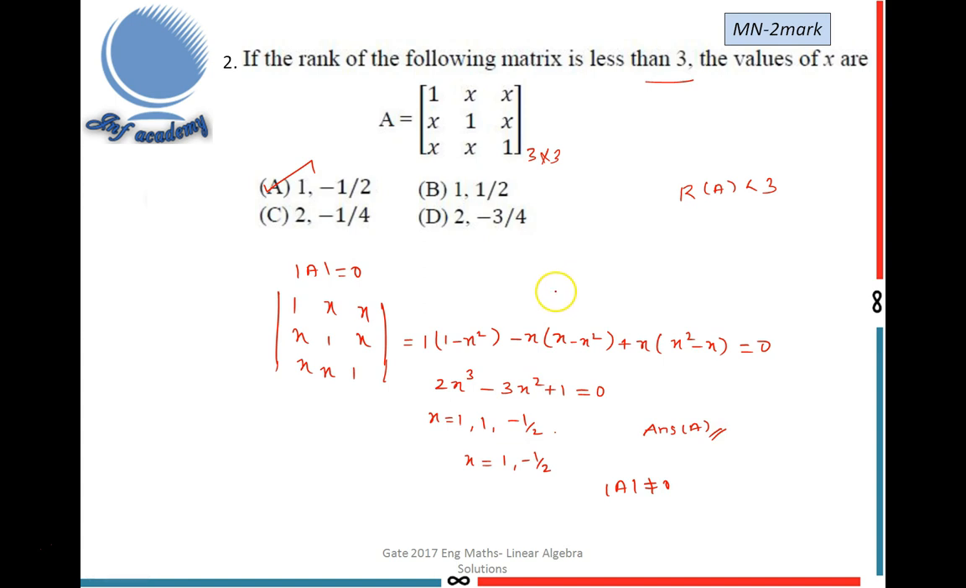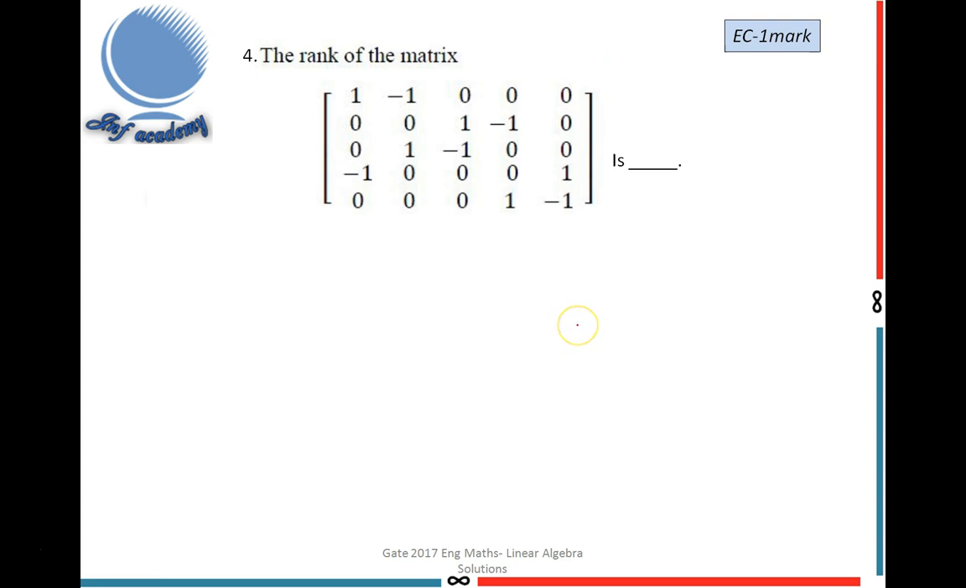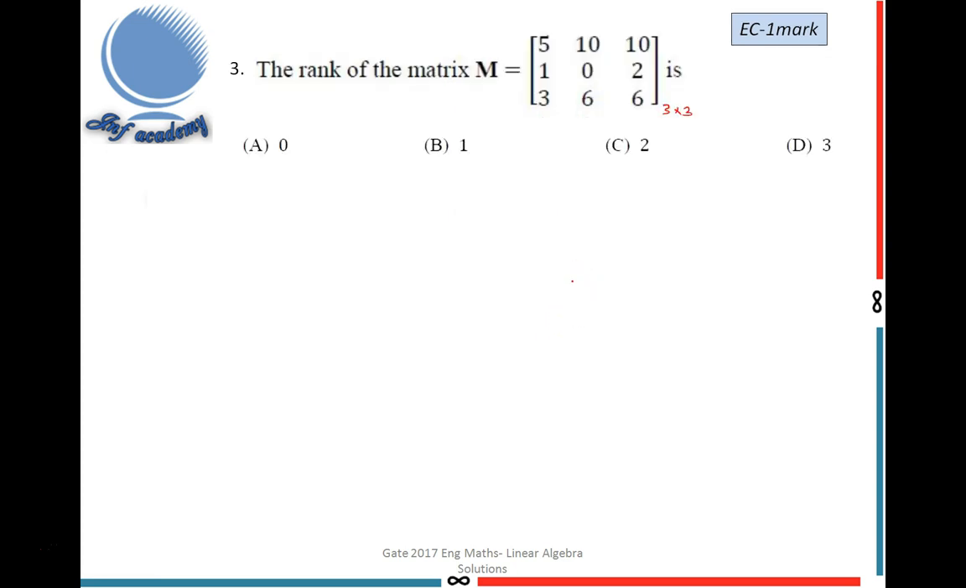Now the third problem: the rank of the matrix M, a 3 by 3 matrix, is given. You have to find the rank of the matrix M. It's from the EC department and it has 1 mark. Here first I find the determinant of M, because if the determinant of M is not equal to 0, then the rank of M equals 3. Otherwise the rank of M is less than 3. So first I find the determinant of M.